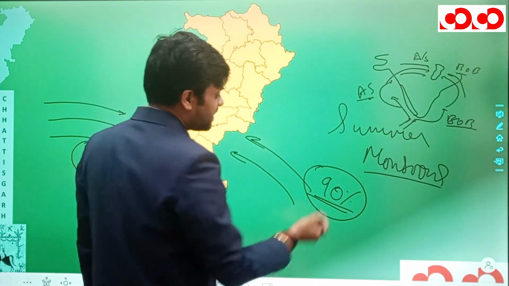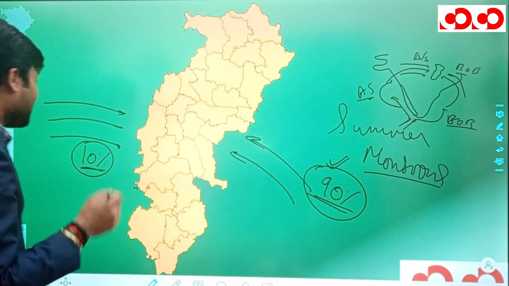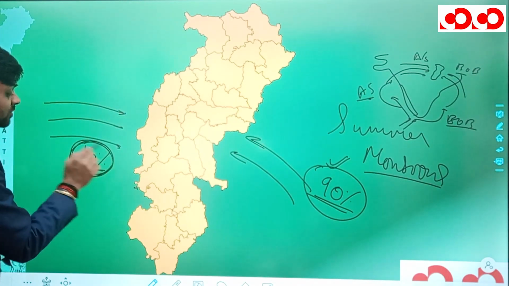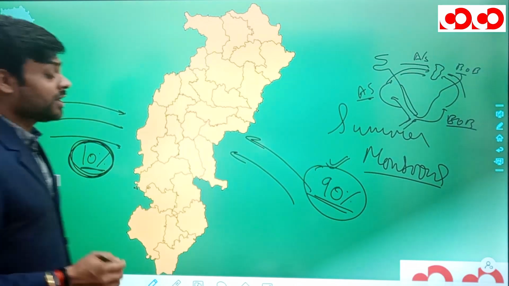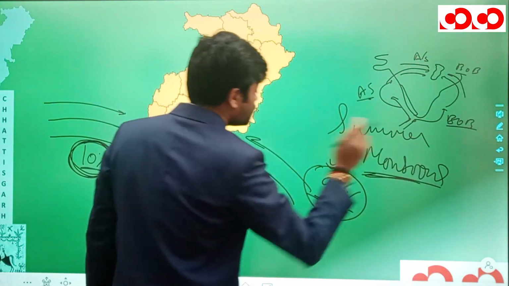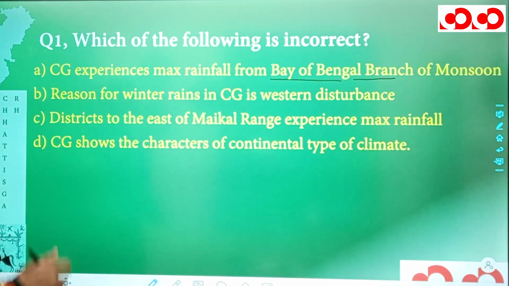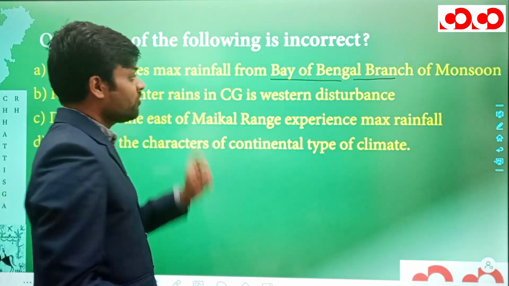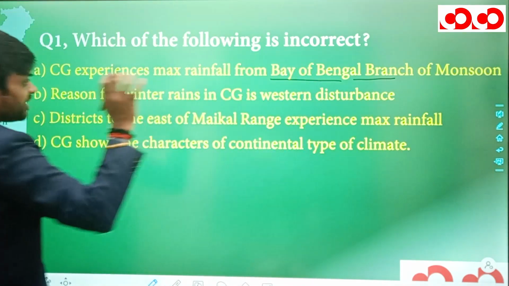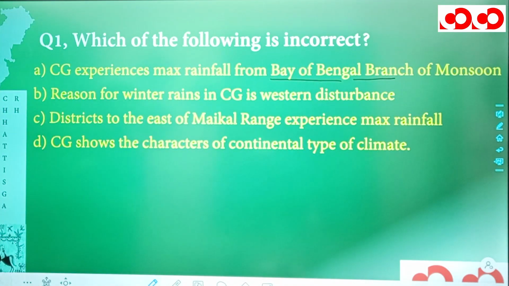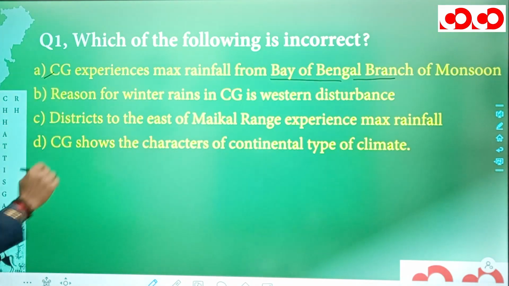So I've told you this Bay of Bengal branch accounts for 90% of monsoon rains, and this Arabian Sea branch accounts for 10% of monsoon rains, not total rains. I am talking about only the monsoon rains. Now, in the first statement, Chhattisgarh experiences maximum rainfall from Bay of Bengal branch of monsoon. Yes, it does experience maximum rainfall from this Bay of Bengal branch of monsoon, and hence this option A is going to be correct.